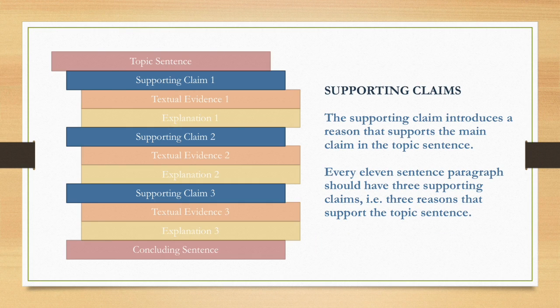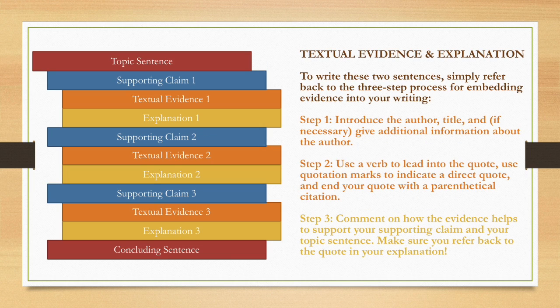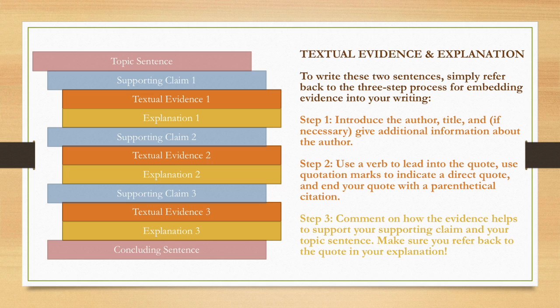So the supporting claims introduce a reason that supports the main claim in the topic sentence, and every 11-sentence paragraph should have 3 supporting claims, in other words, 3 reasons that support the topic sentence. And then these supporting claims each immediately lead into your textual evidence and explanation sentences.